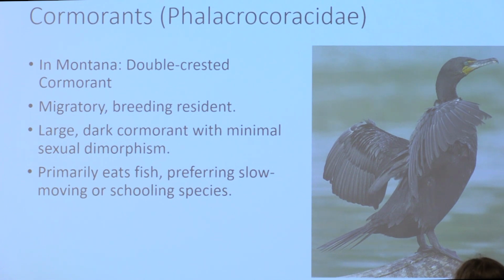So let's start with cormorants. These are pretty easy to spot. They're big birds, they're really dark. They kind of remind me of vultures because they just like to spread out and sun themselves on rocks. We only have one species here in Montana. We have the double-crested cormorant, and the name comes from the little crests they develop during mating season. They are a migratory resident, so they come here for breeding, and they primarily eat fish, preferring slow-moving or schooling species.